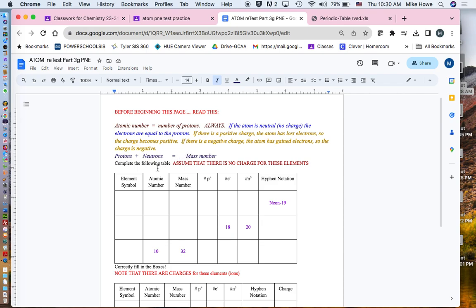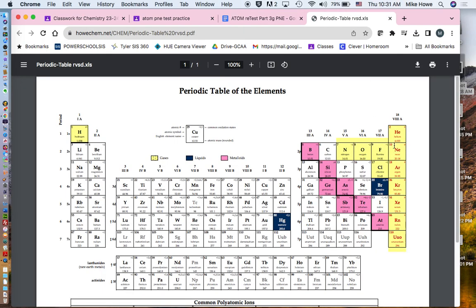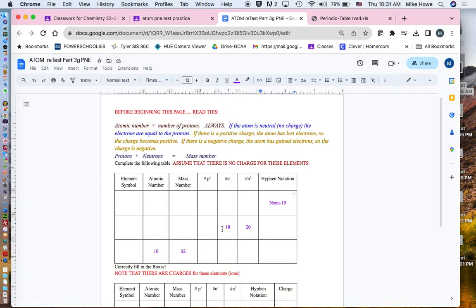All right, so now the first table, assume there is no charge for these elements. So if the atom is neutral, no charge, the electrons equal the protons. The first one is neon. Go back and look at neon on the periodic table, and it has an atomic number of 10. So that means that there are going to be 10 protons. The element symbol was Ne. The atomic number is equal to the number of protons, so the atomic number is 10. The mass number is the protons plus the neutrons, and we don't know how many neutrons there are.